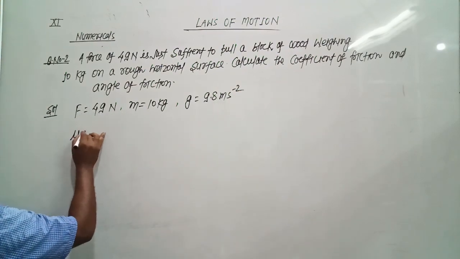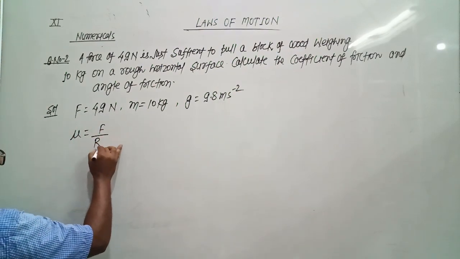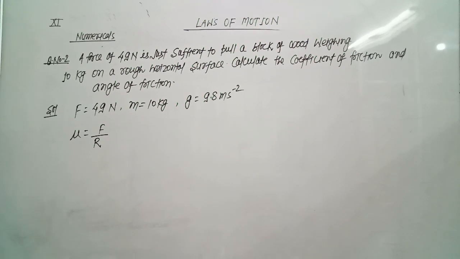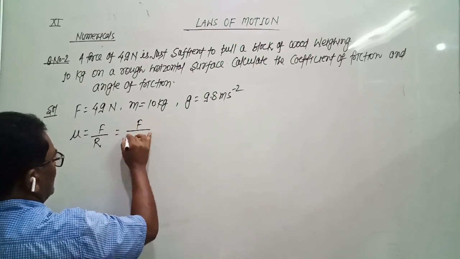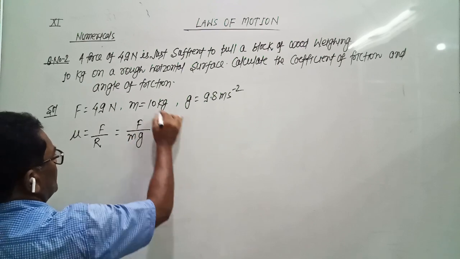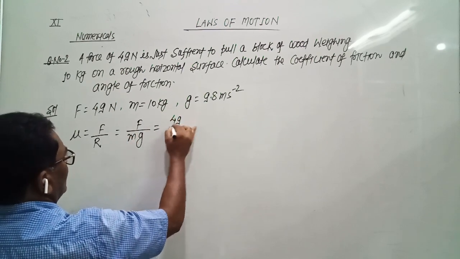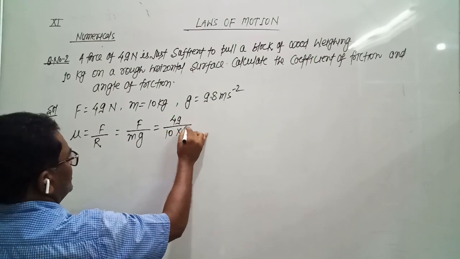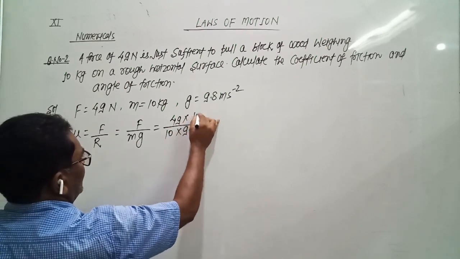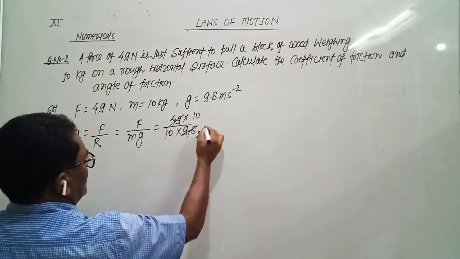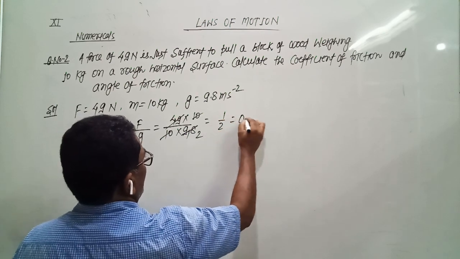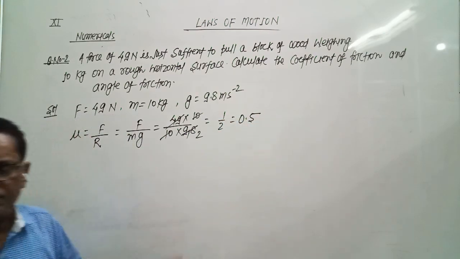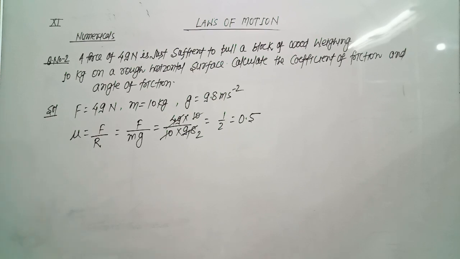So the formula for coefficient of friction: mu equals F by R, and R is equal to mg. So F upon the value of R, which is mg. Force is 49, mass is 10, and g is 9.8. Remove the decimal, so 49 into 2. This is 10, and 10 cancel, 1 by 2, which is 0.5. So the coefficient of friction mu is 0.5.